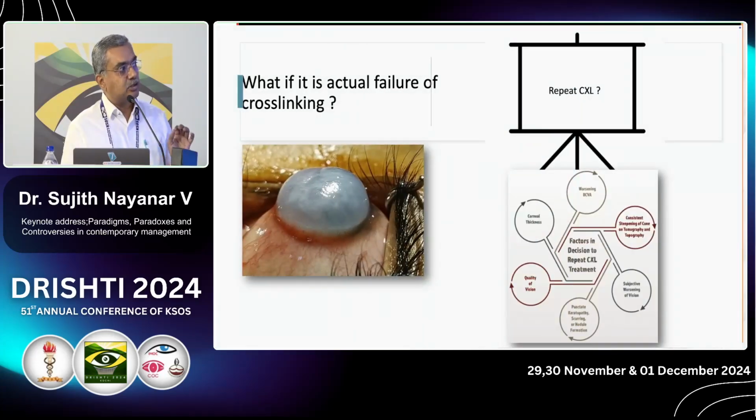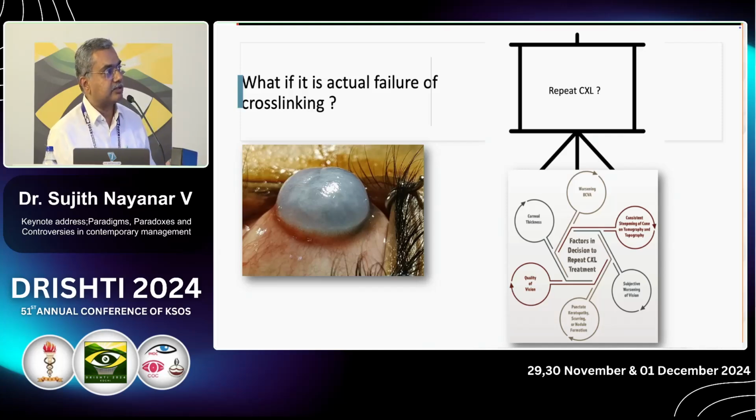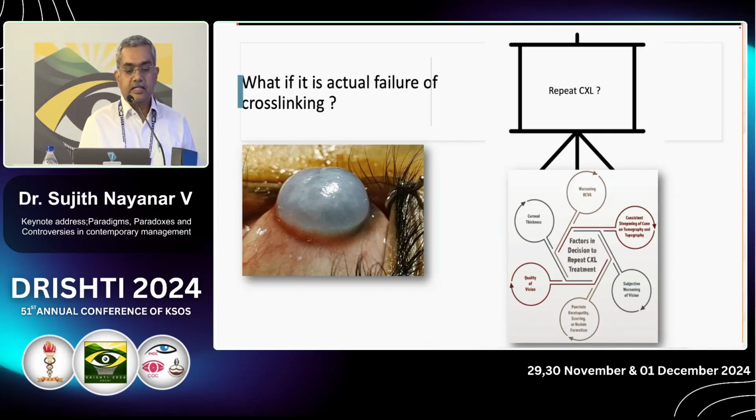What if it actually fails? This is a case of actual failure of C3R. After C3R, it went into eye drops. But this is a case of Down syndrome, a child with aggressive rubbing. This is actually failure. We need not look for any investigation to see if it has failed or not. In such cases, we may have to go for surgical management. But in other cases where we suspect failure, there is always a repeat CXL opportunity.